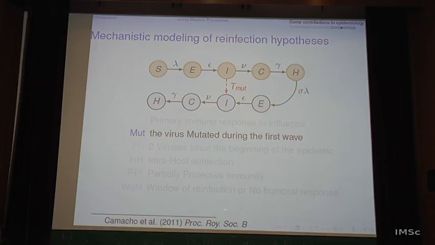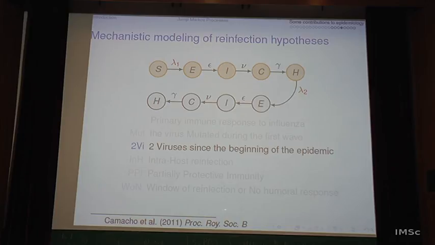So the second hypothesis is that there were 2 viruses. It's a very similar structure, except that here I have different forces of infection. So the idea is that since the beginning there were 2 different viruses, one probably with a high R0 and one with a small R0. And so the first one spread quickly and the second one more slowly. And so you can retrieve this kind of 2-wave outbreak with these models.